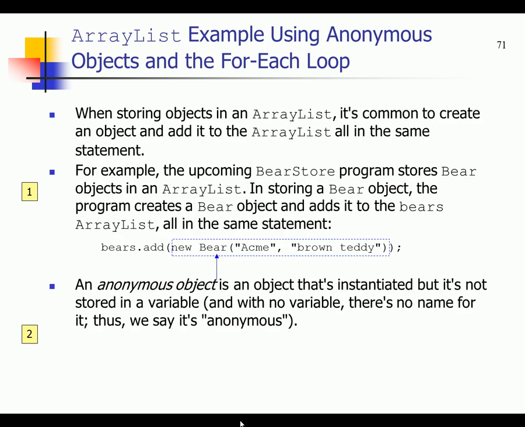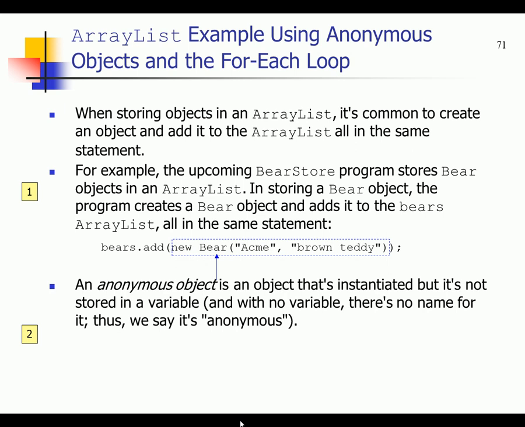Okay, here's another one. Simply use anonymous objects in a for loop. He's creating some bears. So he's adding a new bear that's an Acme bear. It's a brown teddy. It's an anonymous object. Okay, it's instantiated, but it's not stored in a variable. What he's talking about here, he's basically adding a new element. But rather than creating a whole other variable and adding it, he's just adding the value into it. So instead of creating a new bear variable, he's just doing it directly.